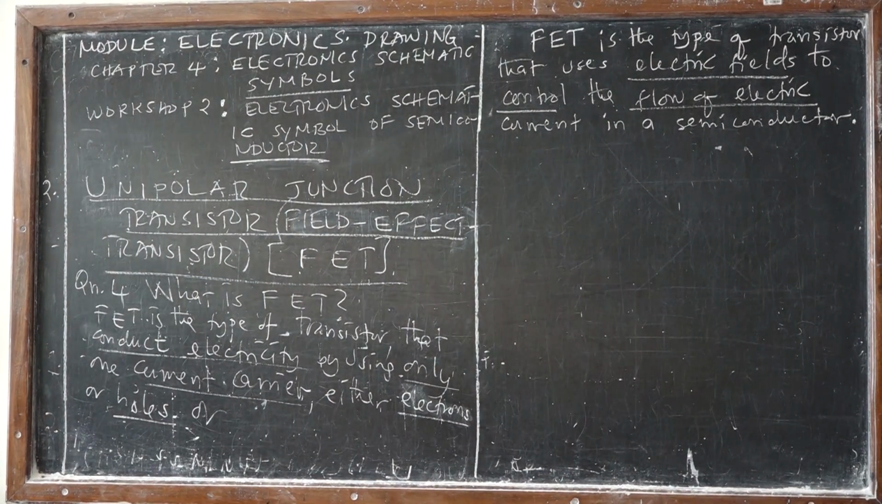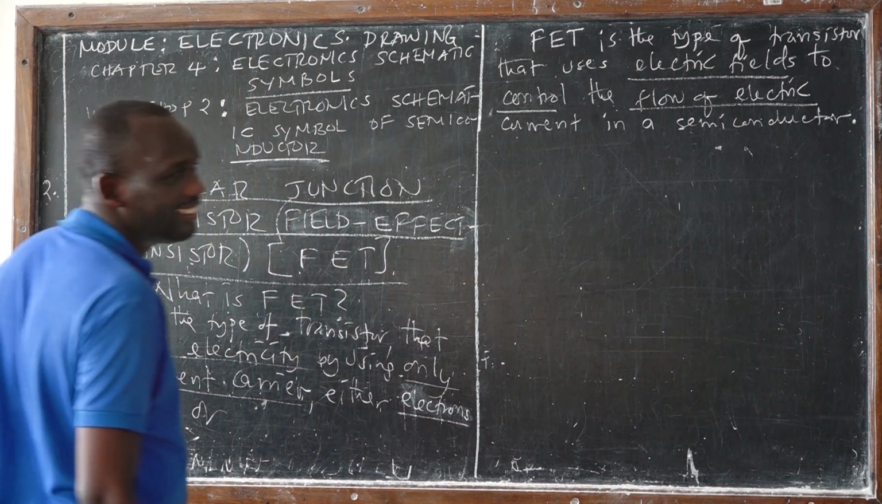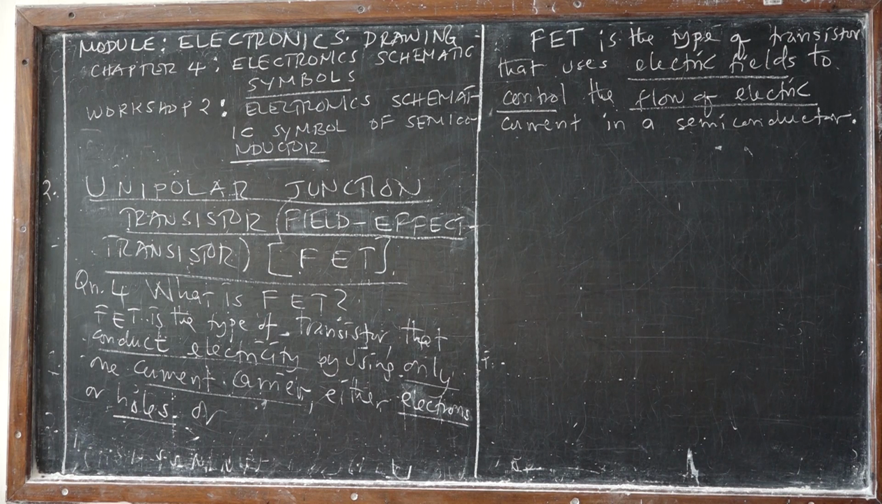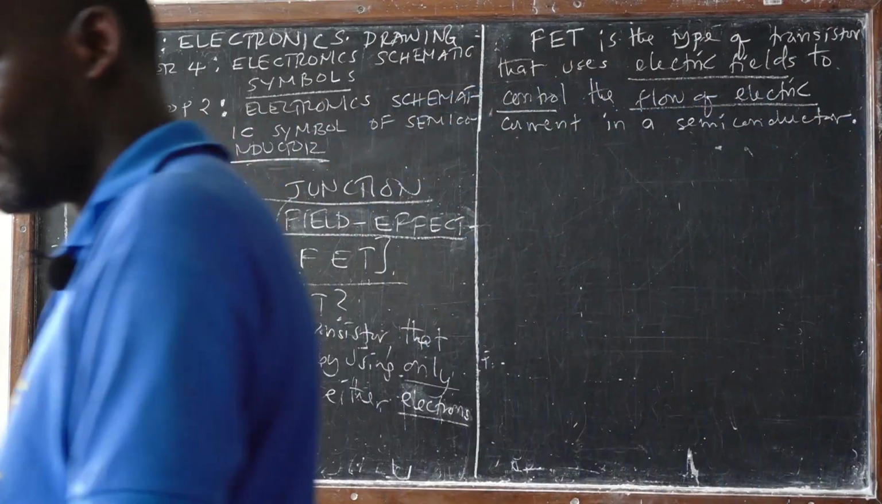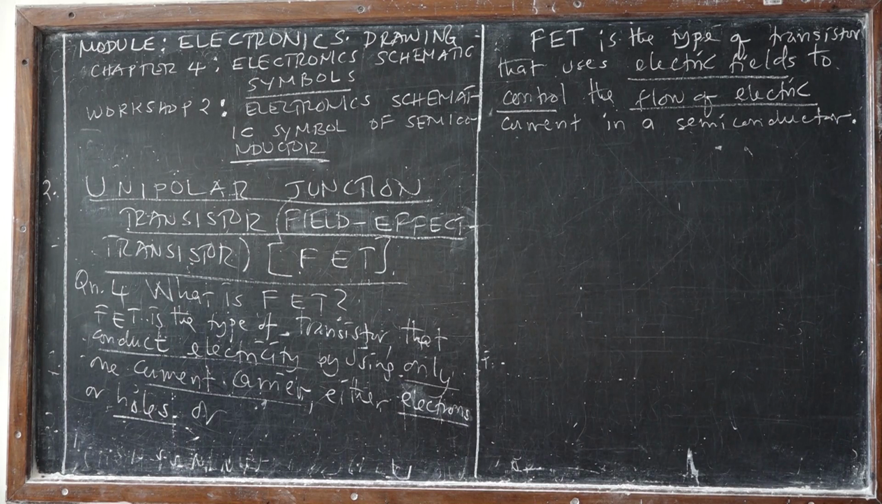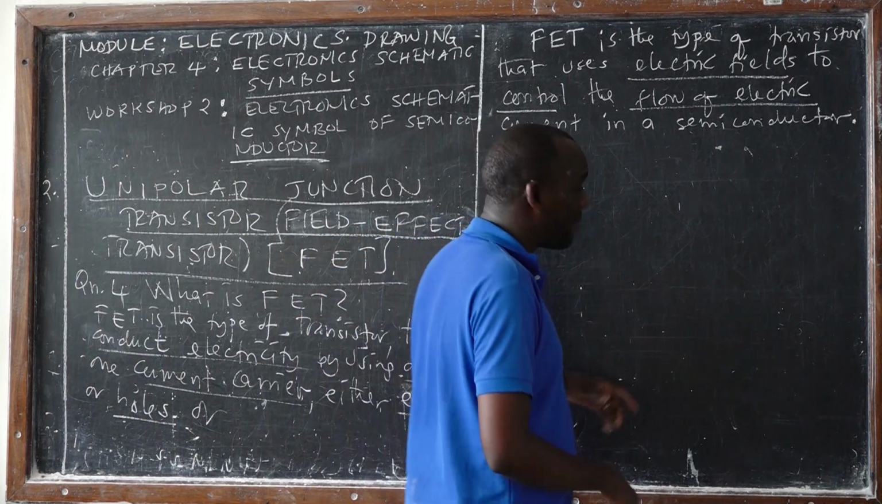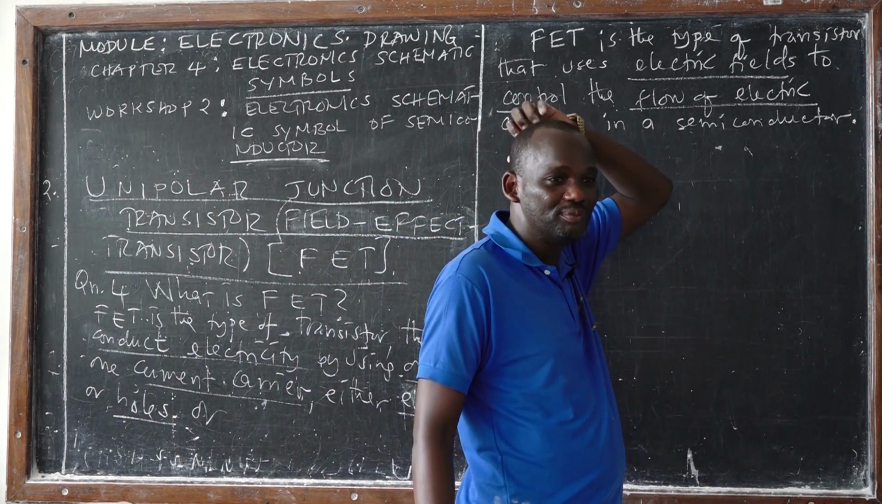Uses what? Electric field. Do you remember electric field? Ask your neighbor, do you remember electric field? If he or she says yes, ask them to draw the electric field that they remember. Draw them. Somebody is drawing the valence shell of an atom.